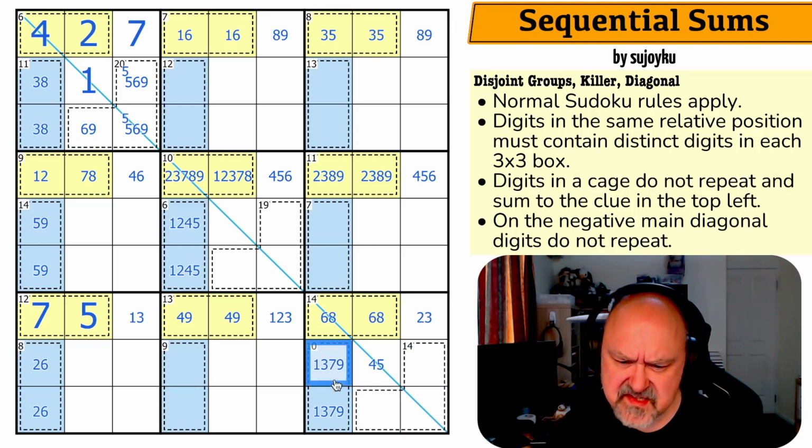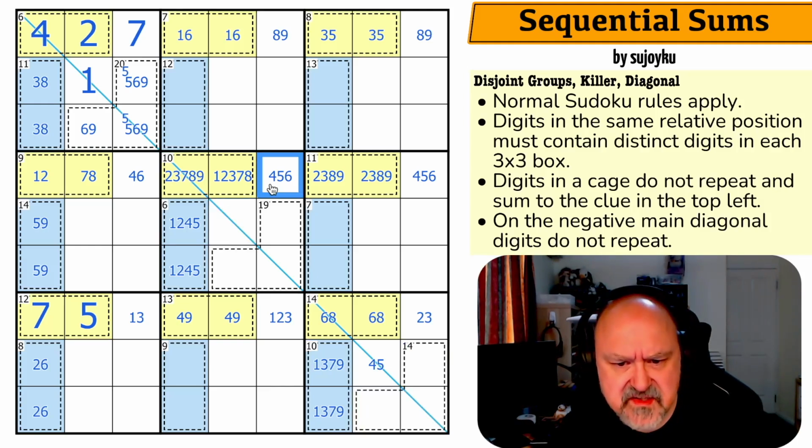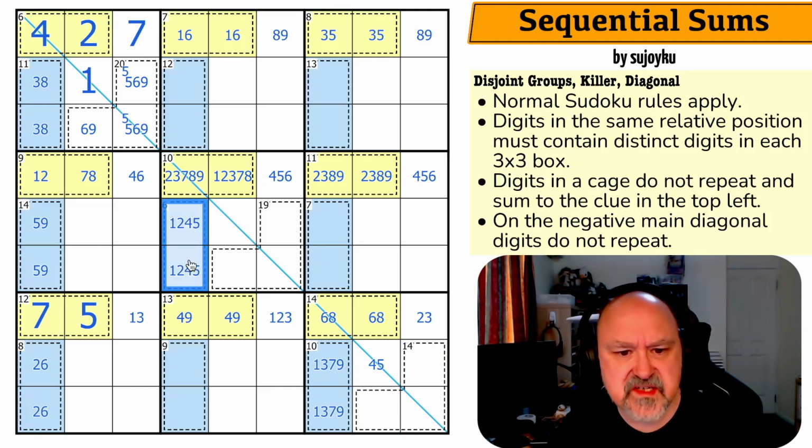But if this is 3, 7, this becomes 2, 5. And this becomes 9, 1, 4. I think that's okay. Okay, still not getting it. But these sum to 10. Wait a minute. This was 6 plus 10 is 16. 26, 35. These sum to 10.